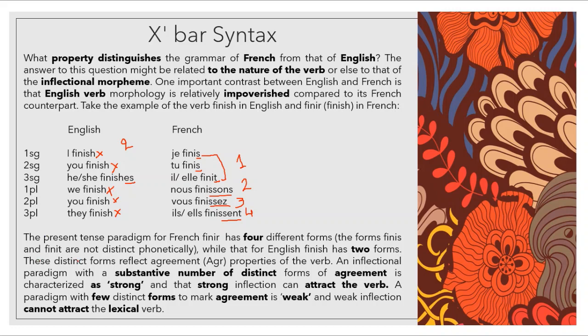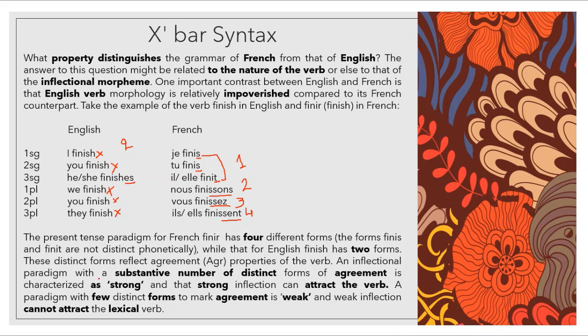Okay? These distinct forms reflect agreement properties of the verb. يعني هادو هما اللي كنسميوهم the agreements. يعني من تشوفوا they for example تعرفوها بلي it's il ولا elle. من تشوفوا ons كتعرفوها بلي nous. من تشوفوا s كتعرفوا بلي she ولا he ولا it. Okay? هادو هما اللي كنسميوهم the agreement properties of the verb.